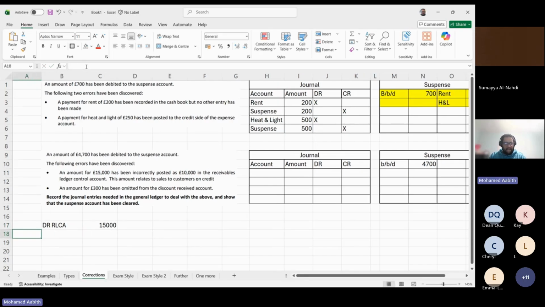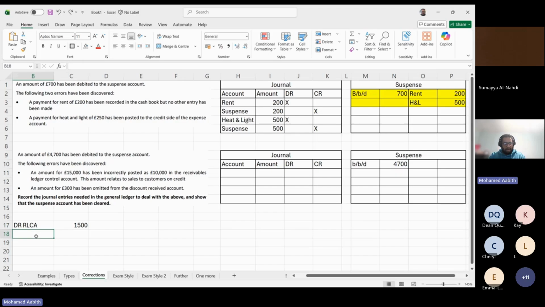Oh, hold on. Why am I going too far? Okay, so here, credit sales 15,000. This is what should have happened, but instead of that, I have that number. So what happened here? I have undercast my RLCA, meaning I put less on my RLCA and it created an imbalance on the trial balance.